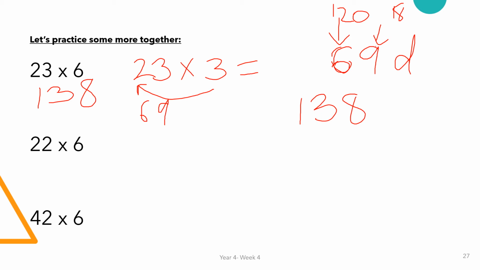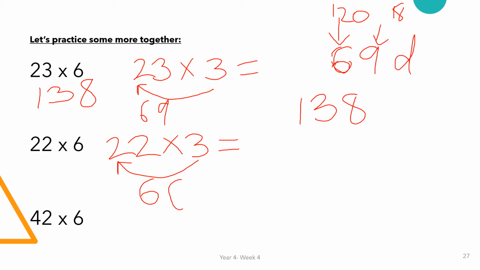22 multiplied by 6. Again, step 1, multiply it by 3. So 22 times by 3. Let's use our split strategy. 3 multiplied by the 2 in the tens column is 6. So we've got 60. 3 multiplied by 2 again is 6. Our total is 66 here.